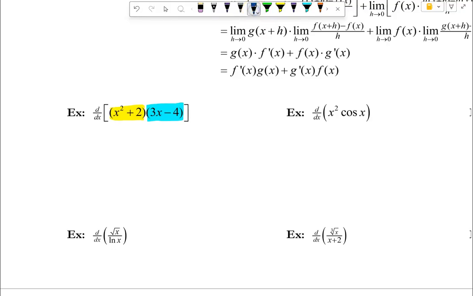If you want, you could think of this as f and g, and you could use that rule above literally. When I think about taking my derivative here, I usually just say in my head, okay, I'm going to take the derivative of my first factor. The derivative of x squared plus 2 is just 2x. And I'm going to multiply that with the second factor. So I get 2x times 3x minus 4 plus the derivative of my second factor. Well, the derivative of 3x minus 4 is just 3.